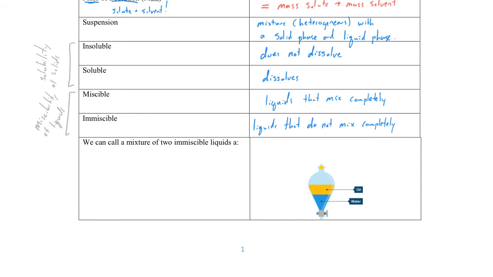Sometimes we also use the word suspension to refer to a mixture of immiscible liquids, much in the same way as we refer to a solid and a liquid phase that do not mix completely. So we can use the term suspension for either of these. Now that we know some of the basic terminology about solutions and solubility, let's go to the next page where we'll learn why some solutes are soluble in certain solvents, whereas others are not.